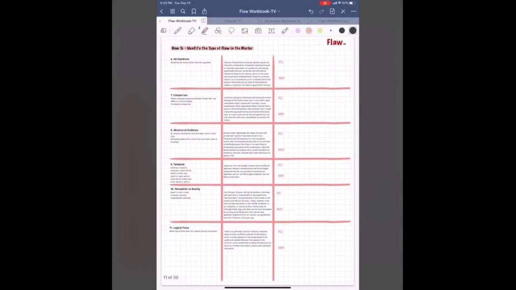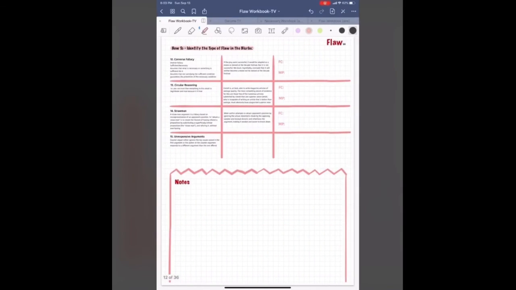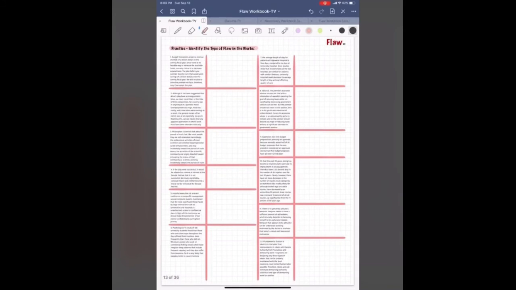Moving to the next section of the workbook, you get a practice section where you're practicing on a bunch of blurbs, your ability to identify the correct type of flaw, the final conclusion, and the main premise.